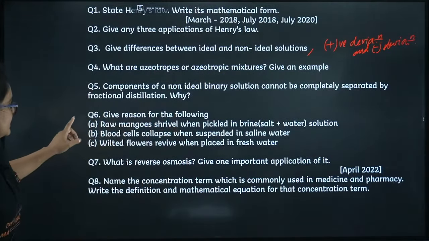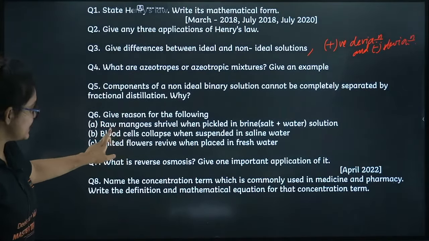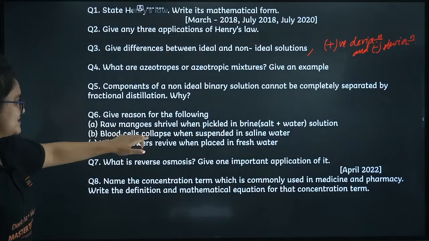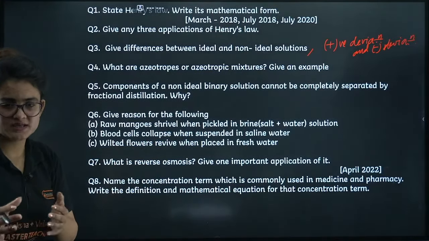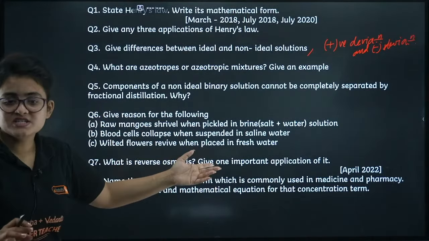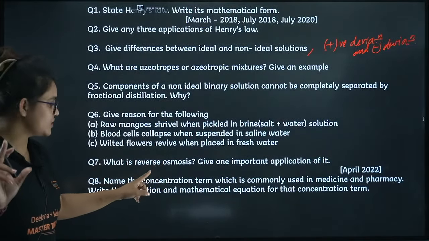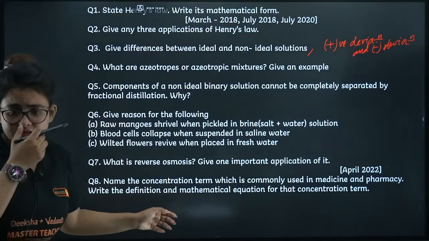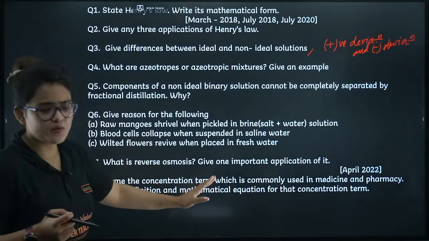So this question is important, and these are some application based questions from osmosis itself. Just go through them once. Like, blood cells collapse when suspended in saline water. Why? Because of the osmosis phenomenon, I guess you can understand this. Next, what is reverse osmosis? Application desalination, I guess you can proceed with, and the reverse osmosis definition. Next you can see, name the concentration term. It is a question taken from the model paper, and it feels like a very important question.